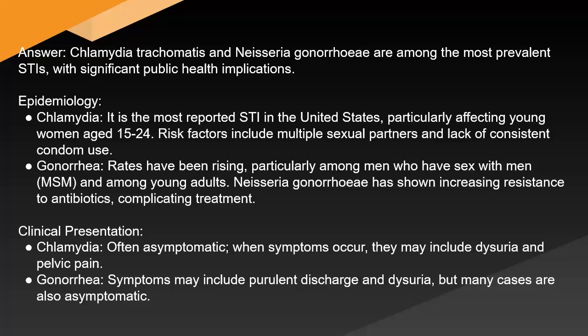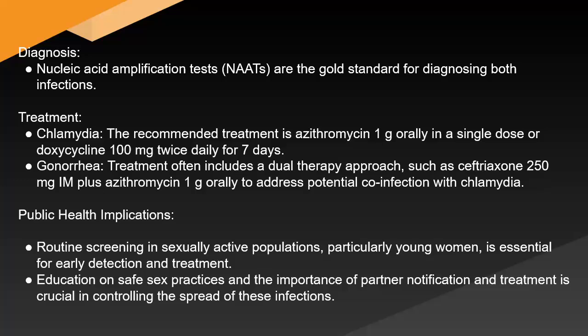Clinical presentation: chlamydia, often asymptomatic. When symptoms occur, they may include dysuria and pelvic pain. Gonorrhea. Symptoms may include purulent discharge and dysuria, but many cases are also asymptomatic. Diagnosis: nucleic acid amplification tests (NAATs) are the gold standard for diagnosing both infections. Treatment: chlamydia. The recommended treatment is azithromycin 1 gram orally in a single dose or doxycycline 100 mg twice daily for 7 days. Gonorrhea. Treatment often includes a dual therapy approach, such as ceftriaxone 250 mg IM plus azithromycin 1 gram orally to address potential co-infection with chlamydia.